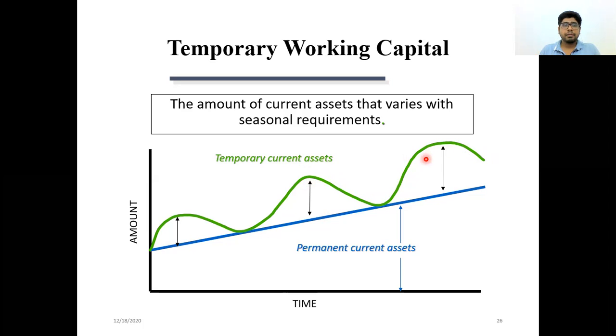You have to buy more inventories, you have to keep more money, you have to employ many people to serve, and you have to give more credit to your customers. So at that time you have to keep a certain amount of current assets. That is called what? Temporary. It's not fixed. It is required on a seasonal basis. So that portion of current assets is temporary current assets. Right? Clear?